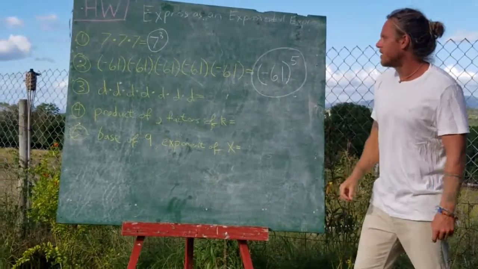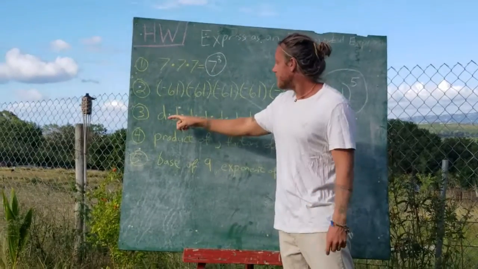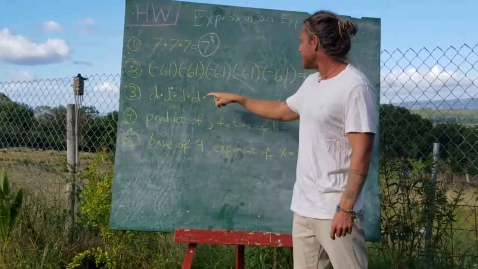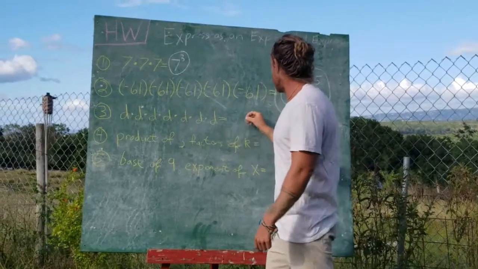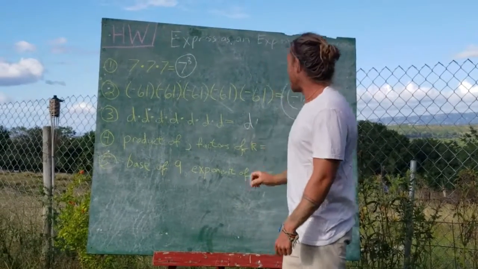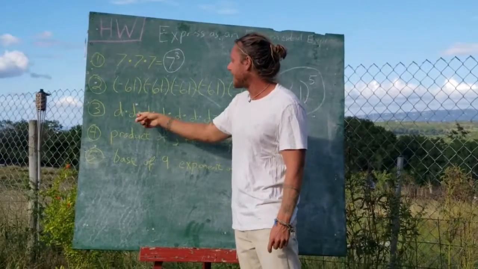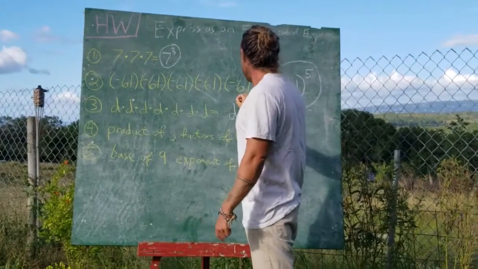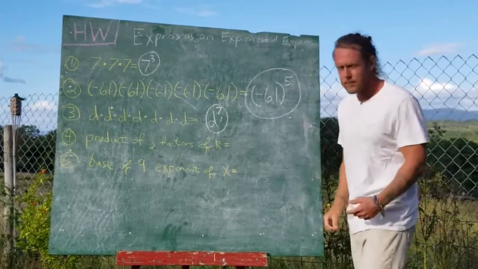All right. Moving right along. Next we have d times d times d times d times d times d times d. So our base is d, and our exponent is how many factors of d? 1, 2, 3, 4, 5, 6, 7. So d to the 7th, or d to the 7th power.